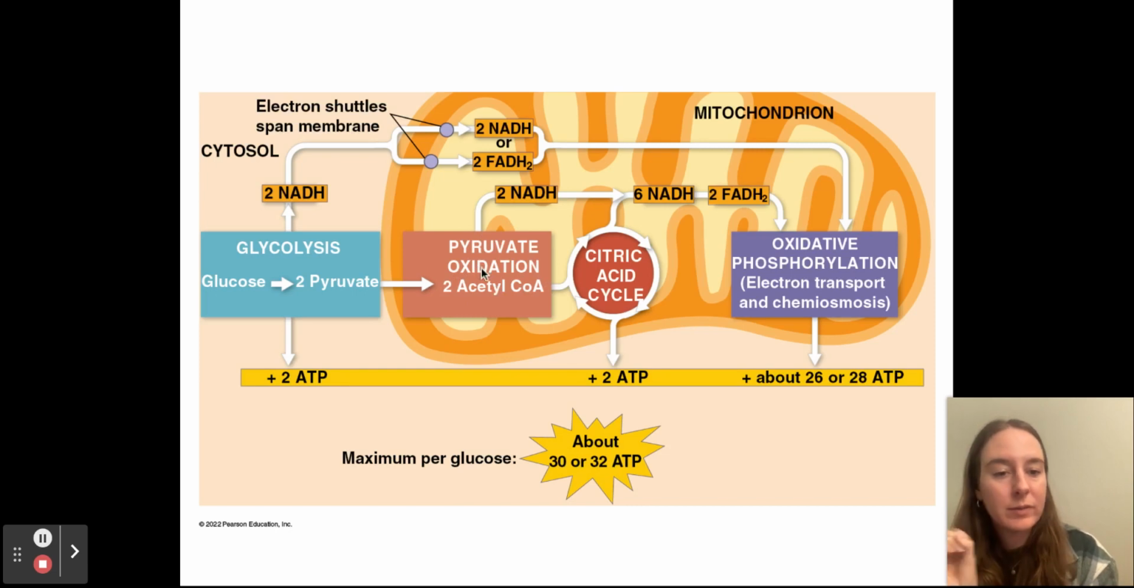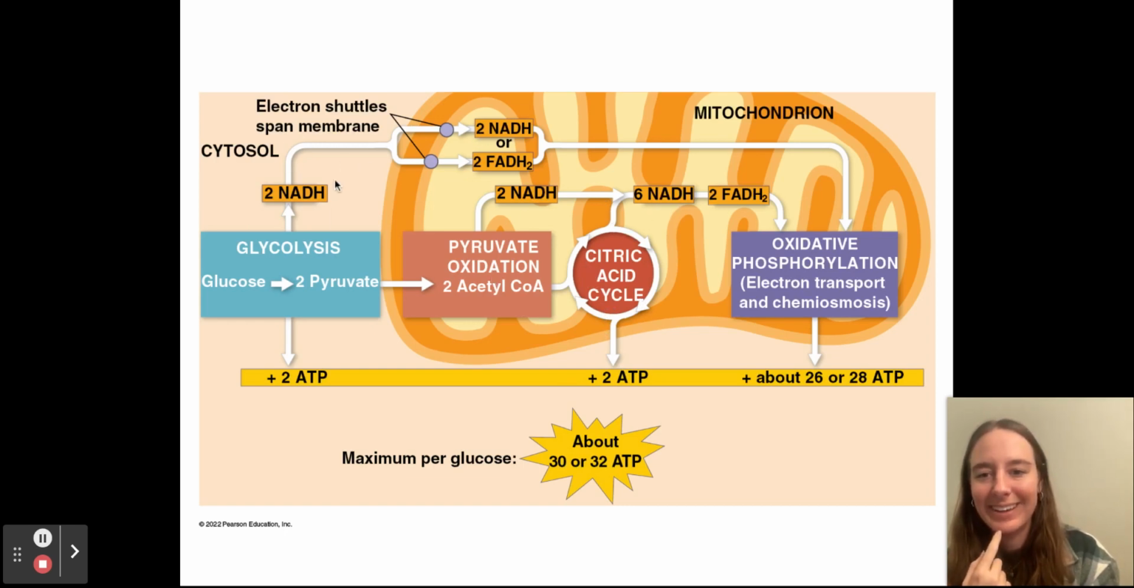We pull off some hydrogens and add them to NADH. We're making electron carrying molecules and we make acetyl-CoA. The acetyl-CoA goes into the citric acid cycle and produces some ATP, and then recycles that original carbon skeleton to go again and again. And we're producing some more energy carrying molecules.